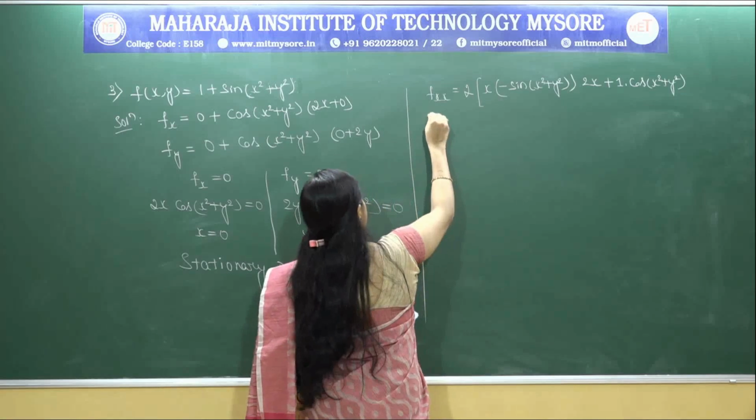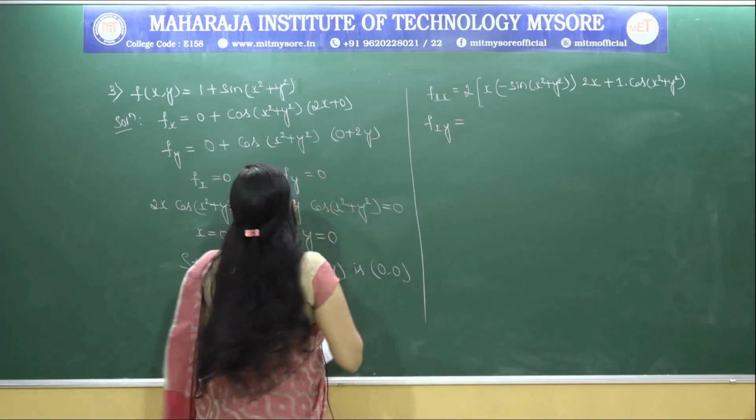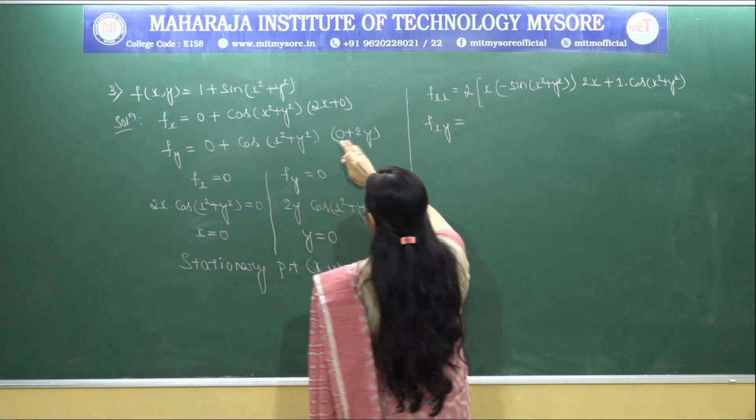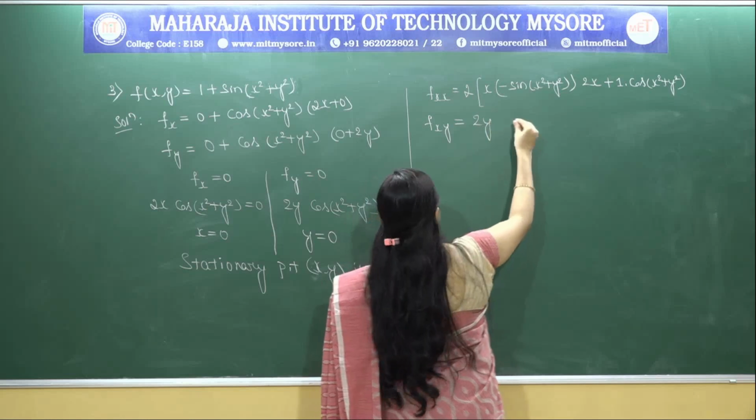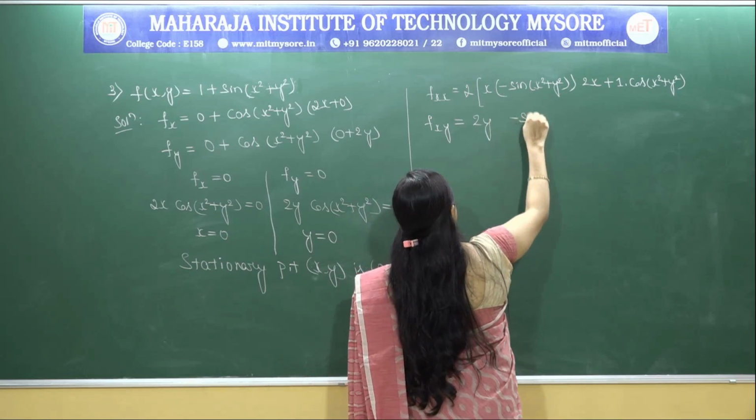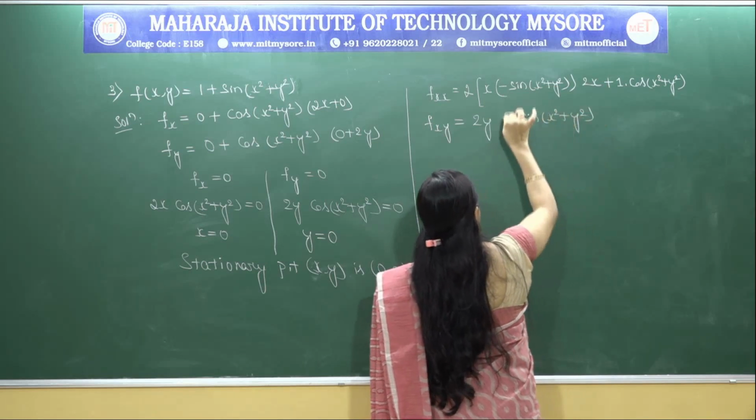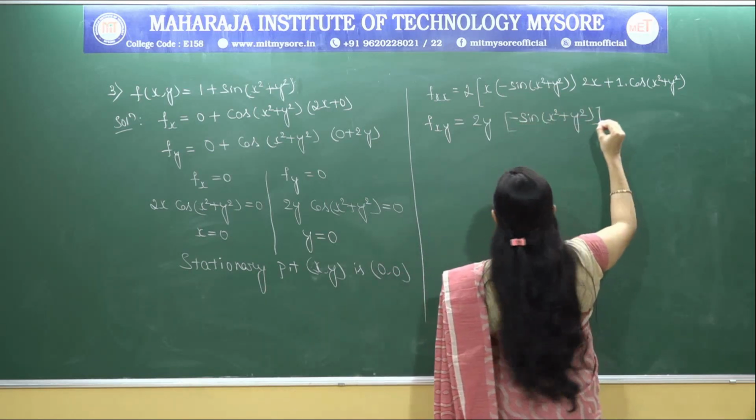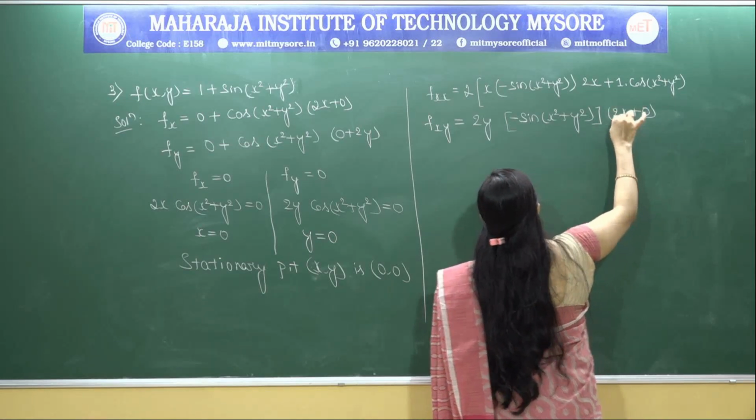Next, fxy, differentiate fy with respect to x. So with respect to x means you have to keep this 2y as a constant since you have the product. This cos differentiation is minus sine of x square plus y square. Differentiation of x square is 2x. The y square term is 0.